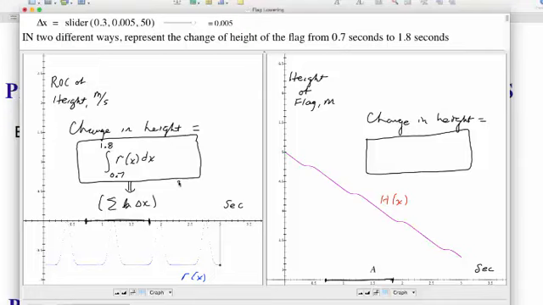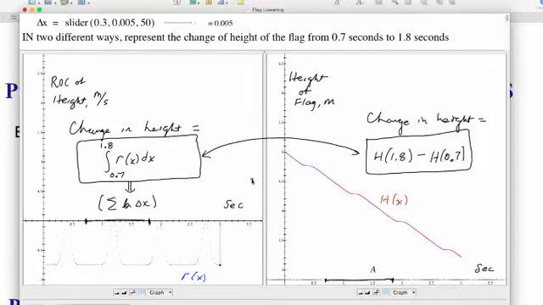All right, what about using the h function? What's the change in height? Final value of the height. We know h of 1.8 is the height at 1.8 seconds minus the initial value of the height. So if these are both expressing the change in height from 0.7 to 1.8, what can we conclude? They're equal. Last question, and then a summary.